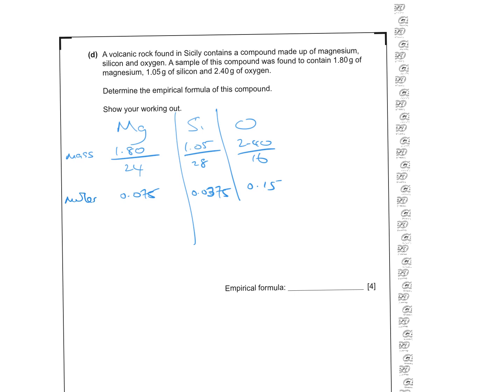So the next thing you do then is divide by the smallest one, which in this case is the 0.0375. So that then will become 1. The magnesium will be 2, and the oxygen will be 4. So the formula then will be Mg2SiO4.